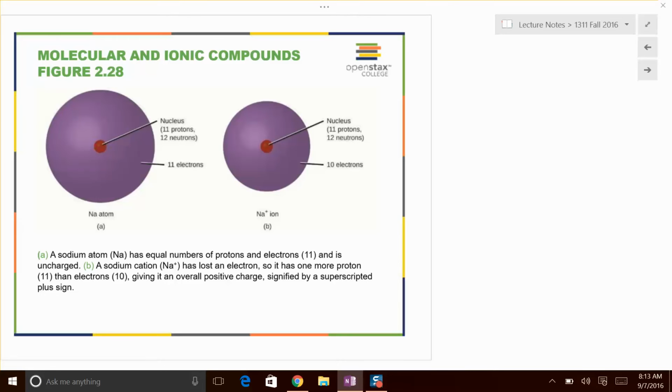So sodium has an equal number of protons and electrons. A sodium cation has lost an electron. So it has one more proton: it has 11 protons, then 10 electrons. Now it has 10 because it lost one. That gives it a 1 positive charge, so it becomes Na plus. Okay? So that's how we would identify it, because it will lose an electron. That will change its charge.